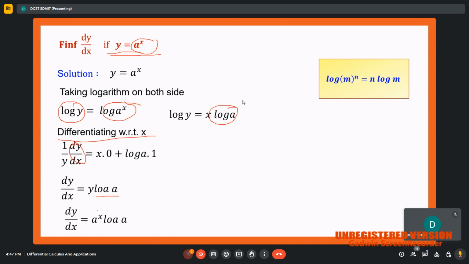Okay. What is the y value? Y is nothing but a to the power of x into log a. Okay. A to the power of x into log a. Okay, clear?